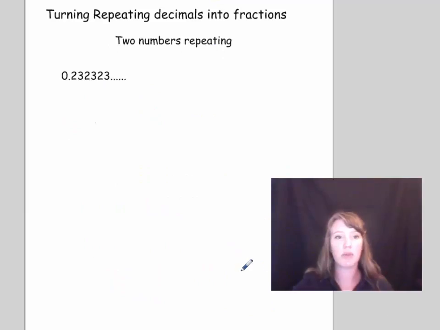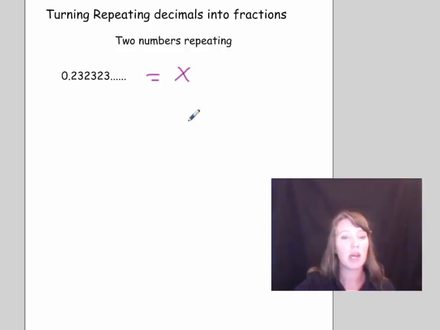All right, let's see if we can do it with 2 numbers repeating. So again, we're going to start with this being equal to x. Instead of multiplying it by 10, and again, I just chose to put it on the right side. It's okay if you do that, or I could have also put it on the left side. Maybe you're more comfortable with that, so let's try that.